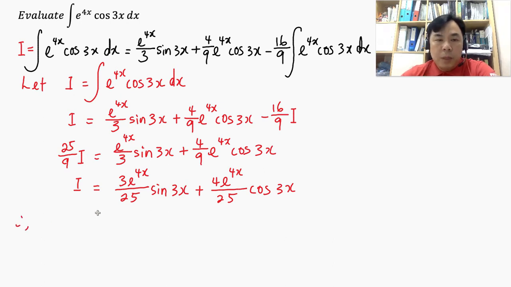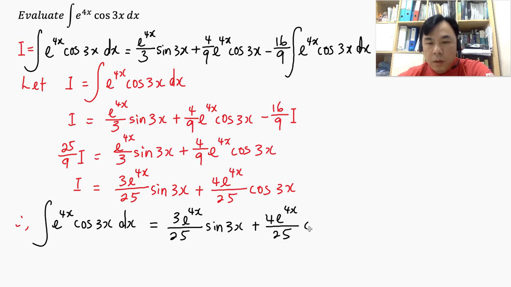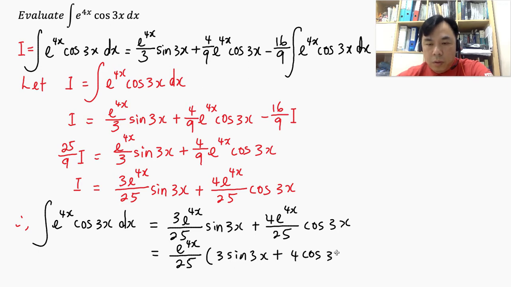From here, I'll formally write down what we have achieved. We have successfully evaluated the integral of exponential 4x cos 3x, and the result of this integral is given by 3e^4x over 25 sine 3x plus 4e^4x over 25 cosine 3x. And if you like, of course you can factorize that. So in this case it is exponential 4x over 25 multiplied with 3 sine 3x plus 4 cos 3x. And then there you have it.